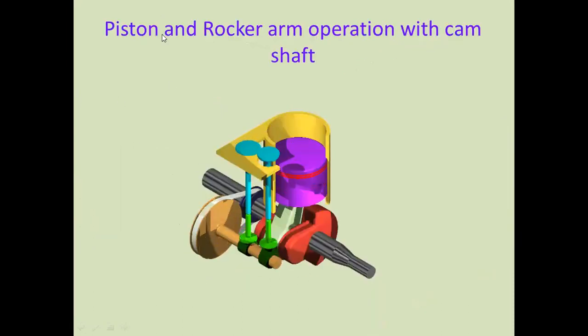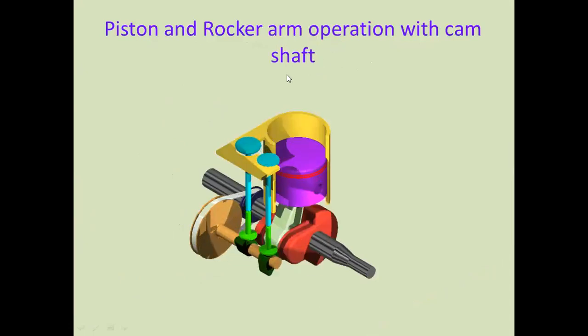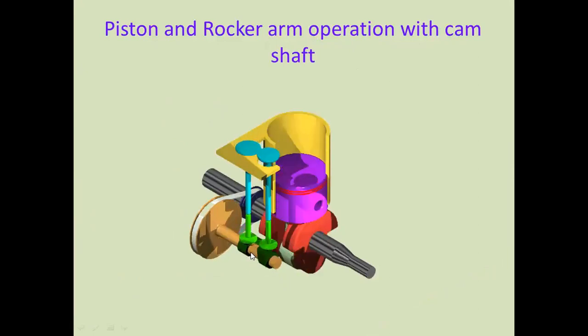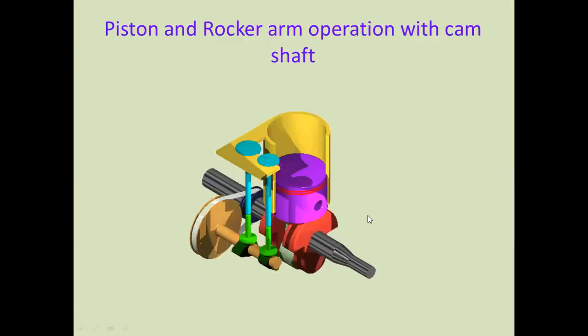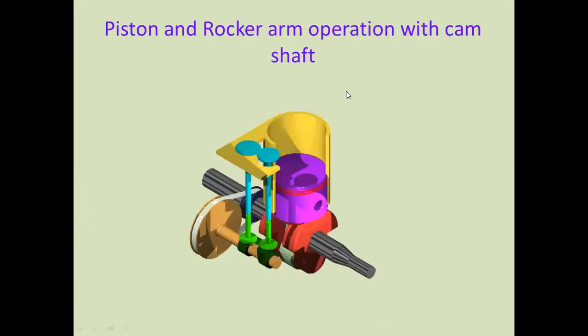So in the next slide we can discuss the piston and rocker arm operation with the camshaft. This operation works with the help of timing adjustment, where the crankshaft is connected to the flywheel. The flywheel rotates and operates this loop, opening the inlet valve and exhaust valve. This is a small animation video of the piston and rocker arm operation with the camshaft.